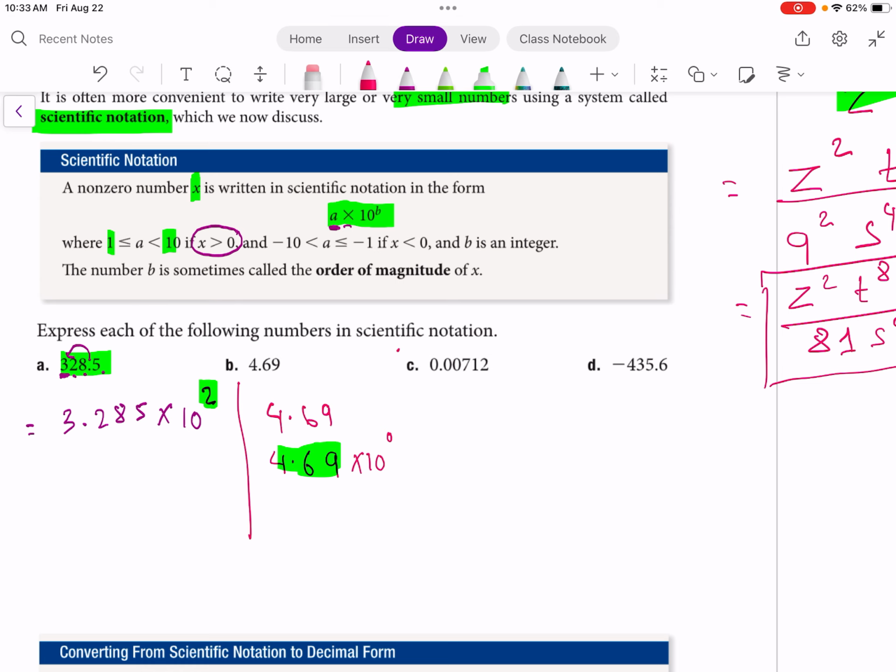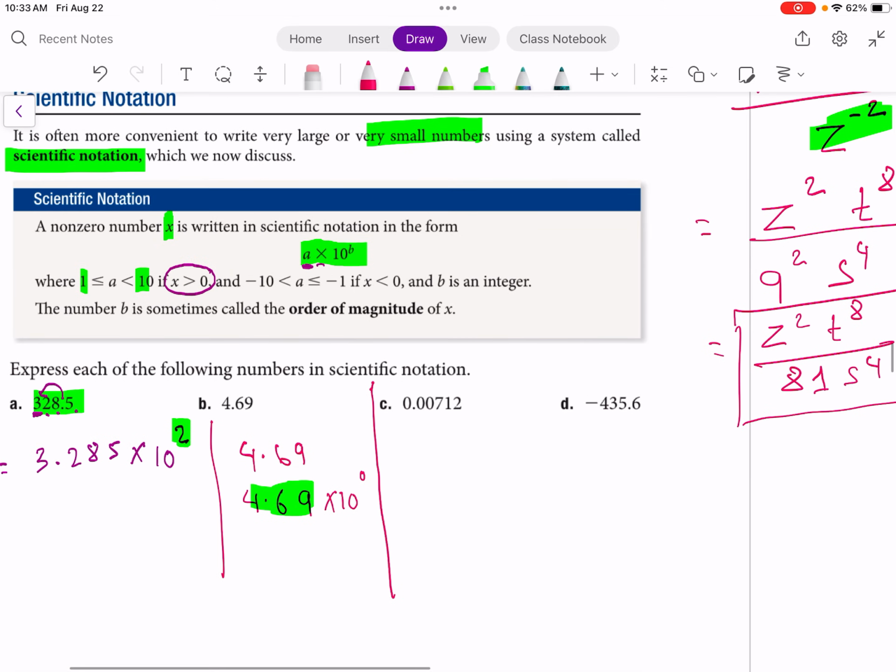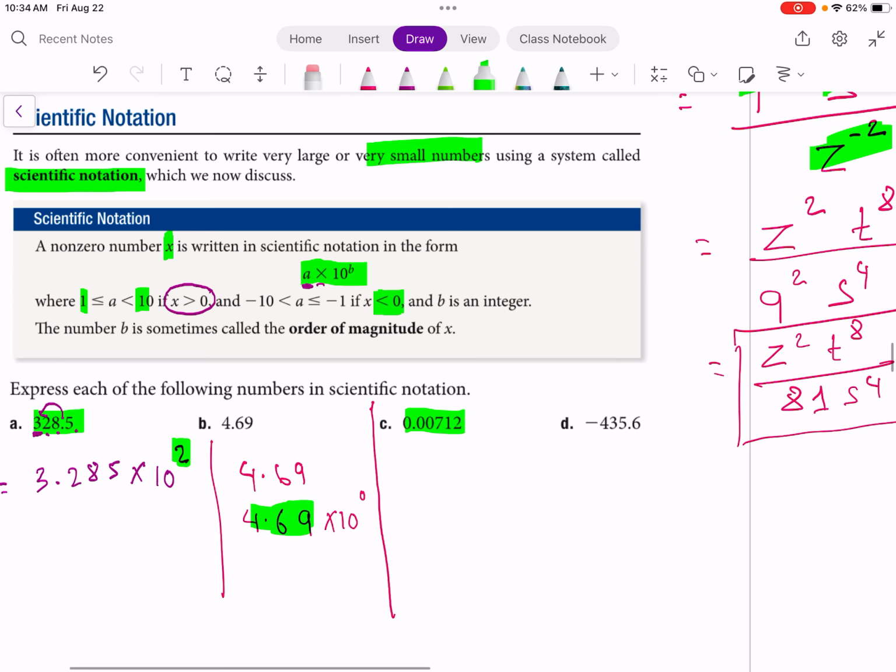Now for C, we have a very small number, 0.00712. So here, this number is less than 0. Now we pick a number, so our A has to be in between -1 and -10. Now I'm confused with the definition here. When we are writing the scientific notation for this one, I don't think that this definition works here. So what do we do here?